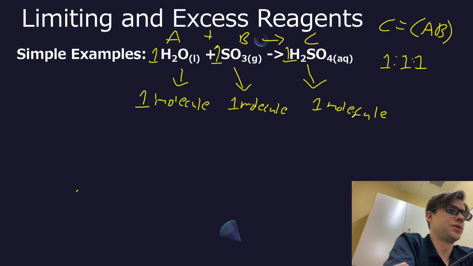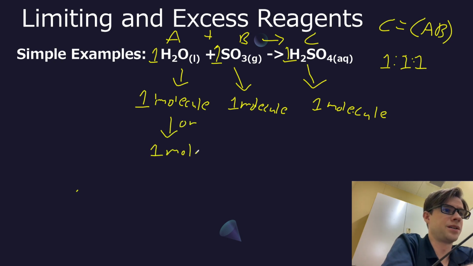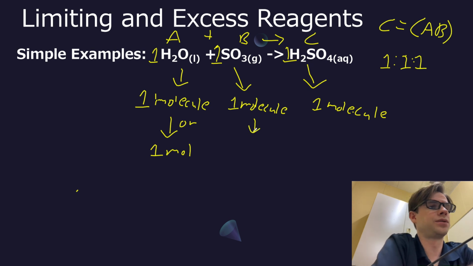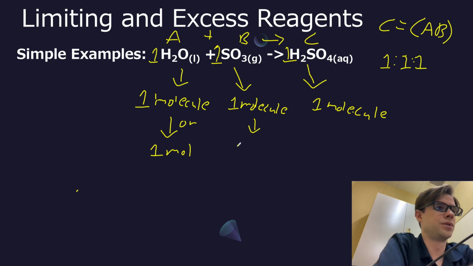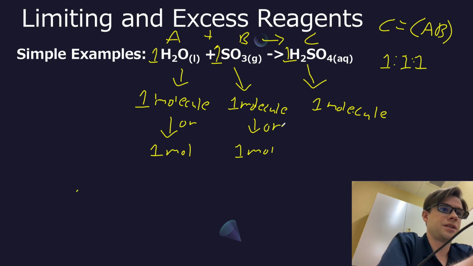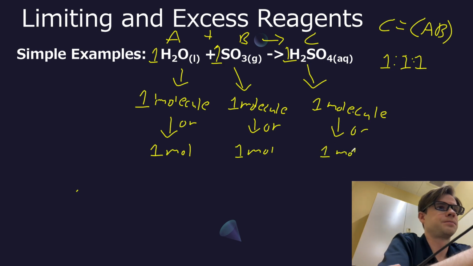This will also be true if you would have 1 mole, 6.02 times 10 to the 23 molecules of H2O, and then 1 mole of SO3. This can produce 1 mole of H2SO4 product. Okay.